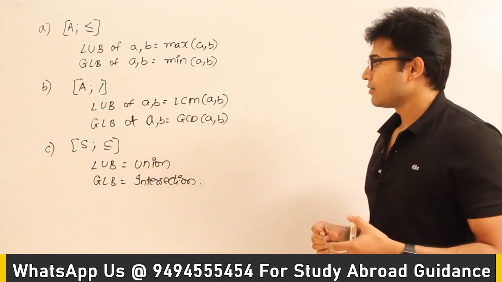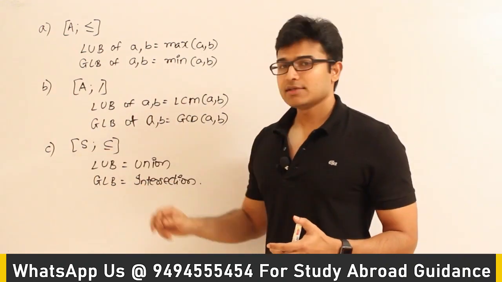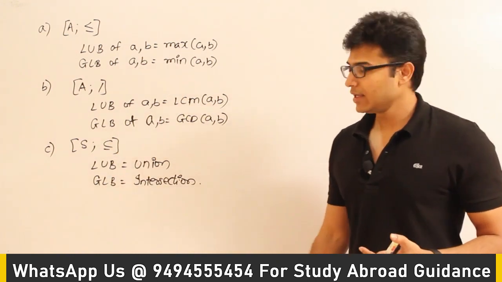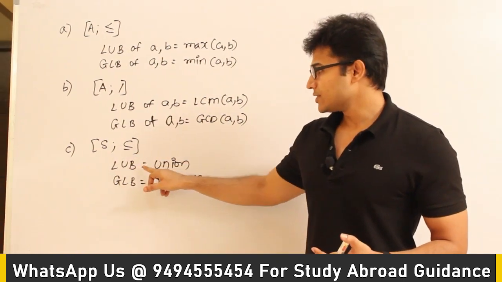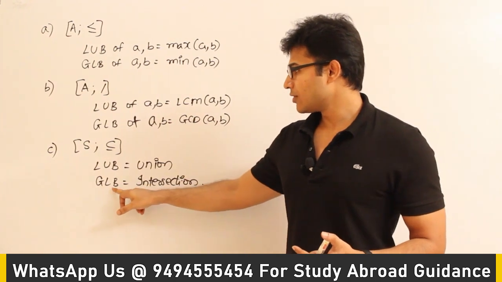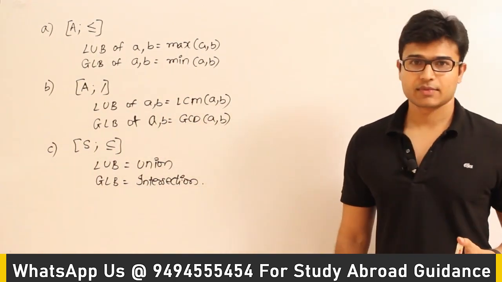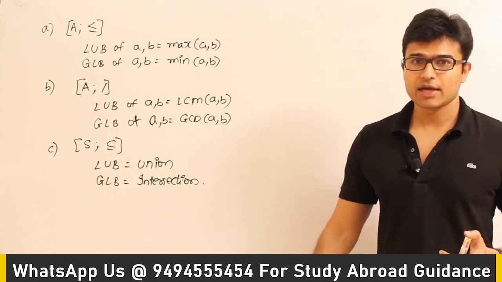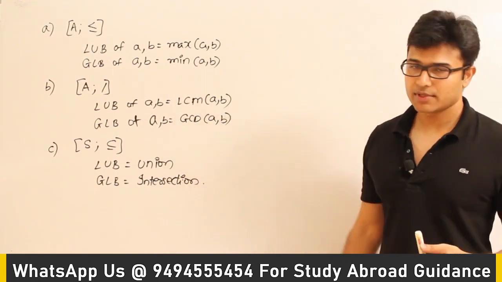And if capital S is the set of all sets and the relation is set inclusion, that is subset, then the least upper bound is nothing but the union and the greatest lower bound is nothing but the intersection. So these are the three standard examples. Remember them, and in case they ask, you can directly answer using these formulas.